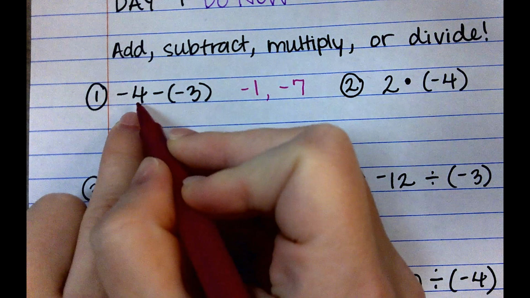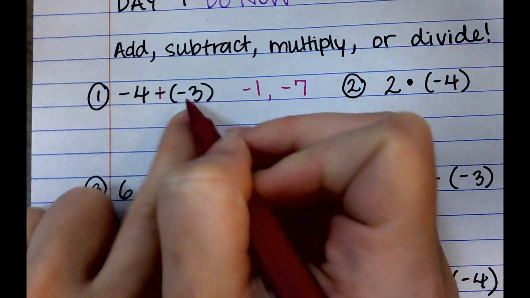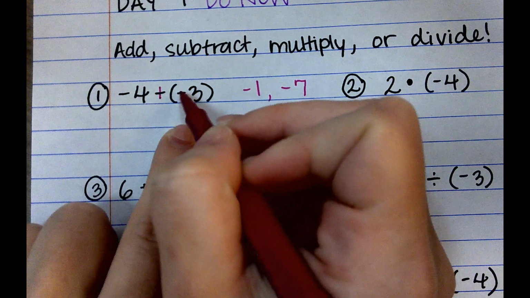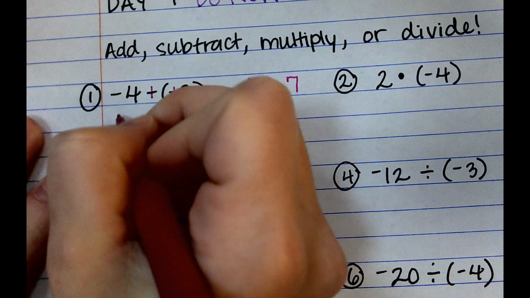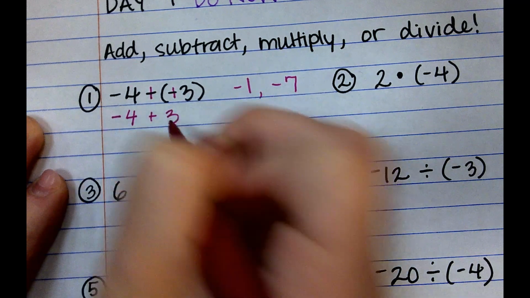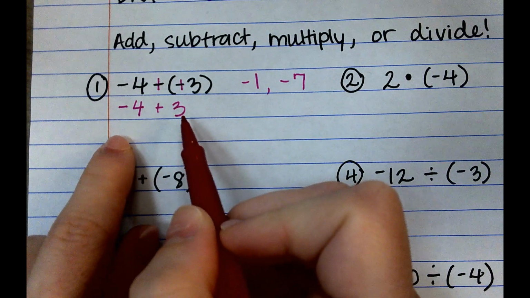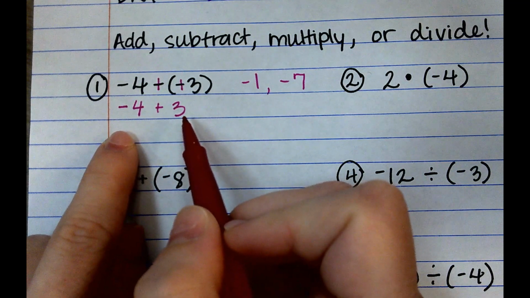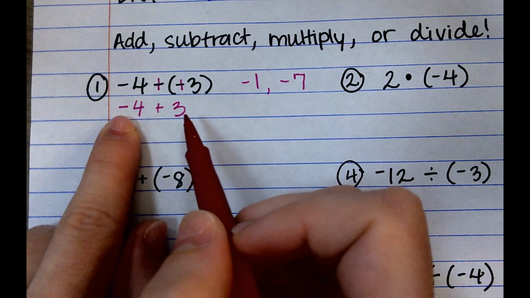So we have -4, and then you're changing that to a plus, and then we're changing this to also a plus. So now I'm going to rewrite the problem: -4 plus 3. So now that this is the problem, what's different? You keep the first number the same.